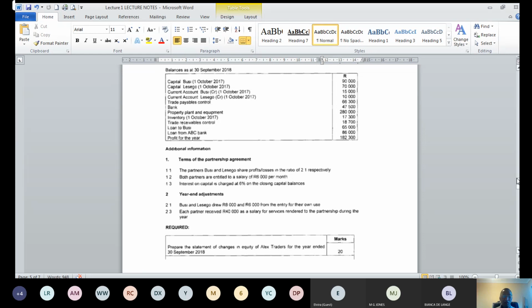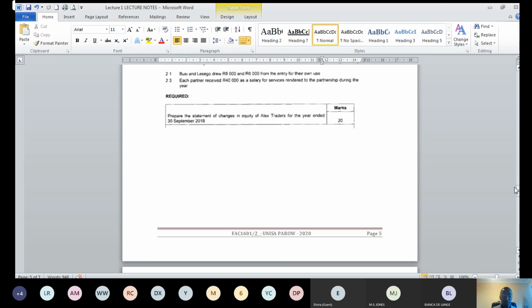The question asks you now, under your required, prepare the statement of changes in equity. Prepare the statement of changes in equity. And guys, I am going to work with you now on this statement over here. Statement of changes in equity. Let me just get my sheet up here, and we are going to take a look at this question.